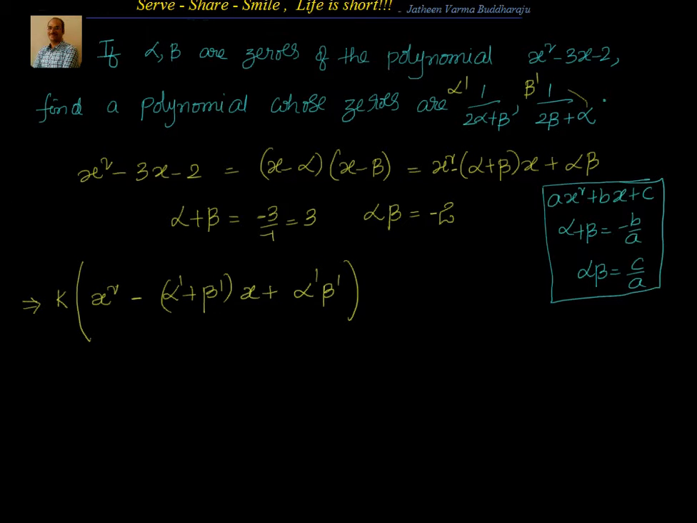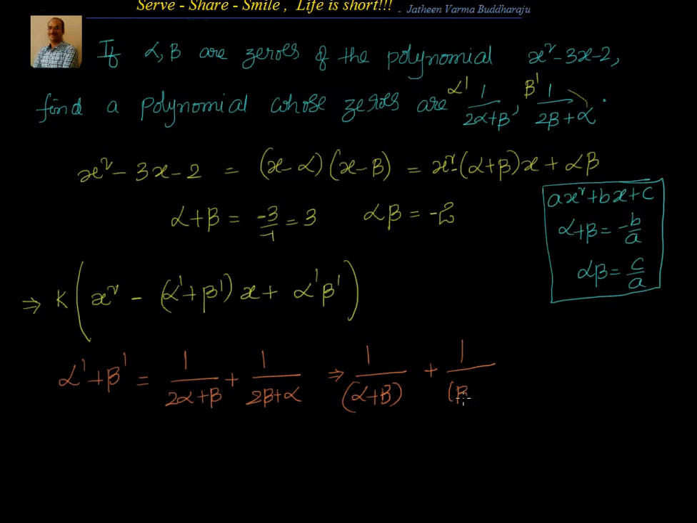For that, first let me calculate alpha dash plus beta dash. That's nothing but 1 by 2 alpha plus beta plus 1 by 2 beta plus alpha. But I can write alpha plus beta as 3. So can I write it as 1 by alpha plus 3 plus 1 by beta plus 3.